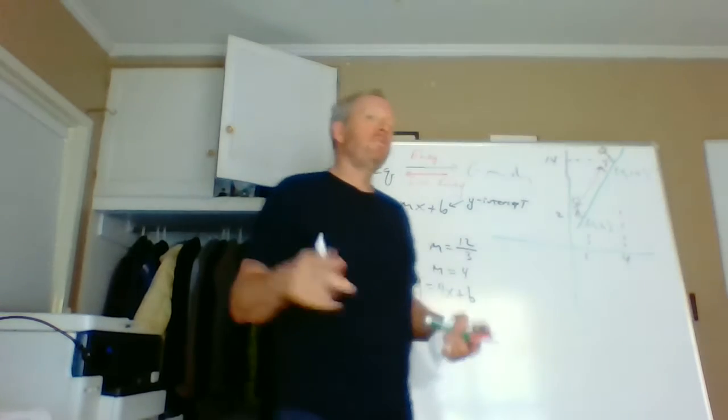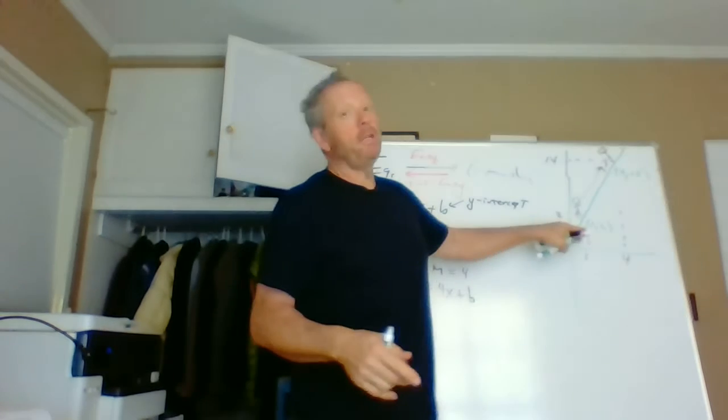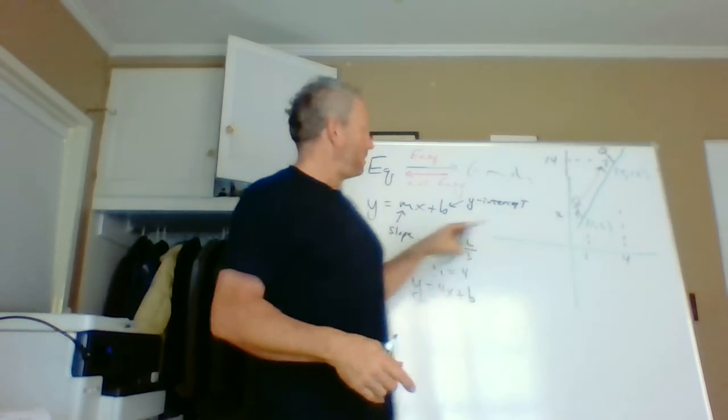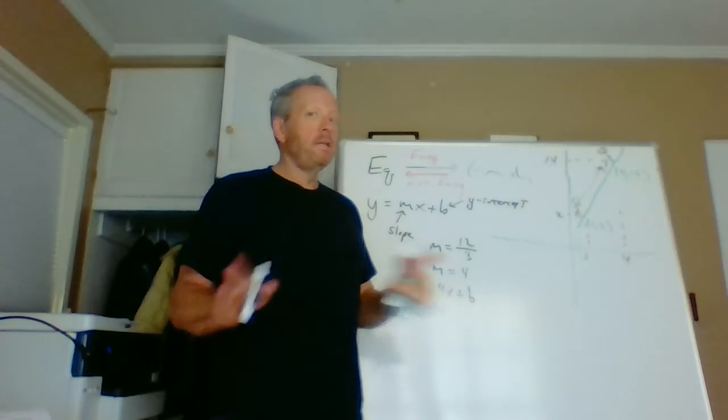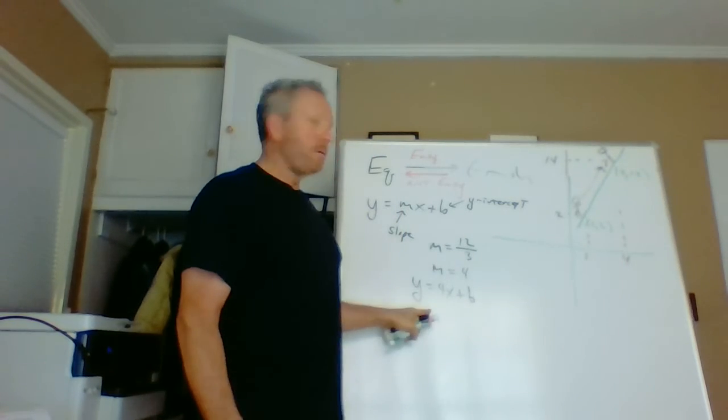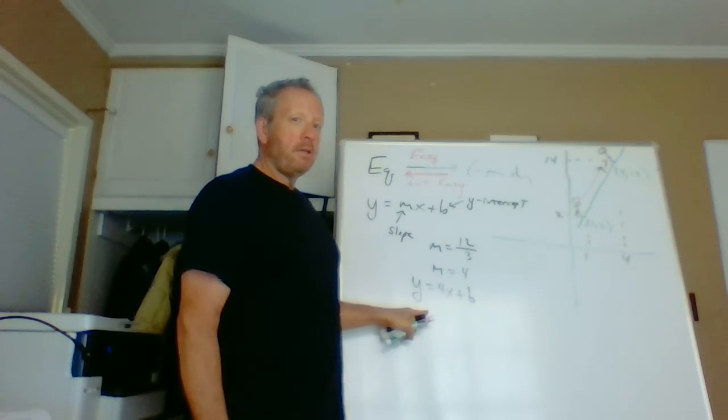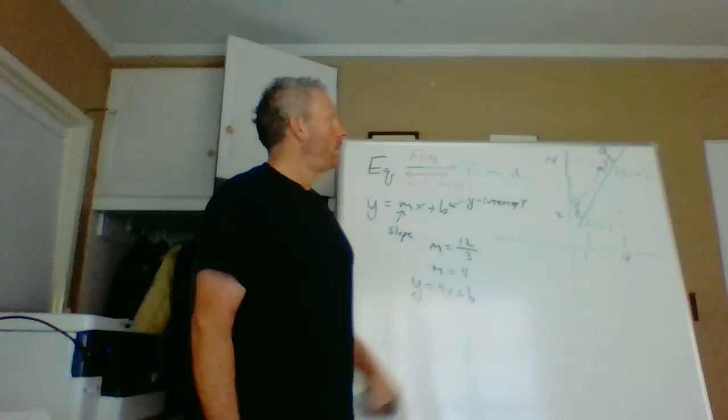Any point on the graph is a solution for the equation. So I can pick either one of those two points. Either one, it doesn't matter. It's your choice. And substitute it in this equation, and it must be true.